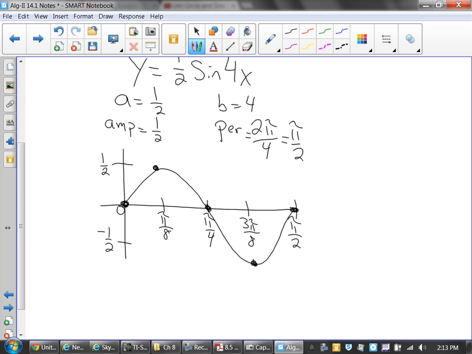Because when we get to the shifting part of this, we're going to label out the actual ordered pairs. So as long as you can figure out what your period points are going to be, those break points, the rest of this is a piece of cake.